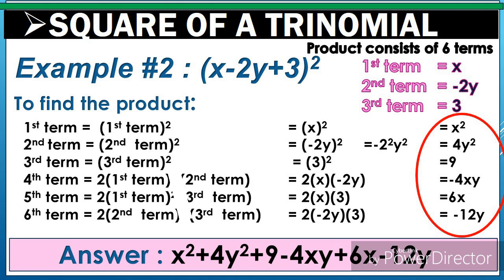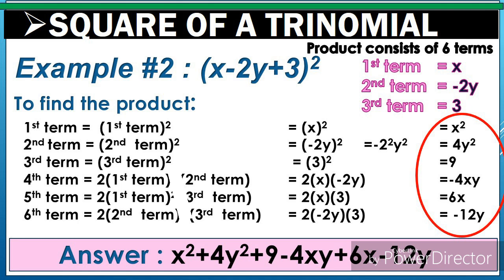So, negative 2y squared is equivalent to negative 2 squared, y squared. So, negative 2 squared is equal to 4. Then, we have 4y squared. Then, for the third term, square lang natin ang third term na 3. 3 squared is equal to 9. Then, para sa fourth term, ito twice natin yung first term, which is x. Ang second term ay negative 2y. So, 2 times x times negative 2y is negative 4xy.